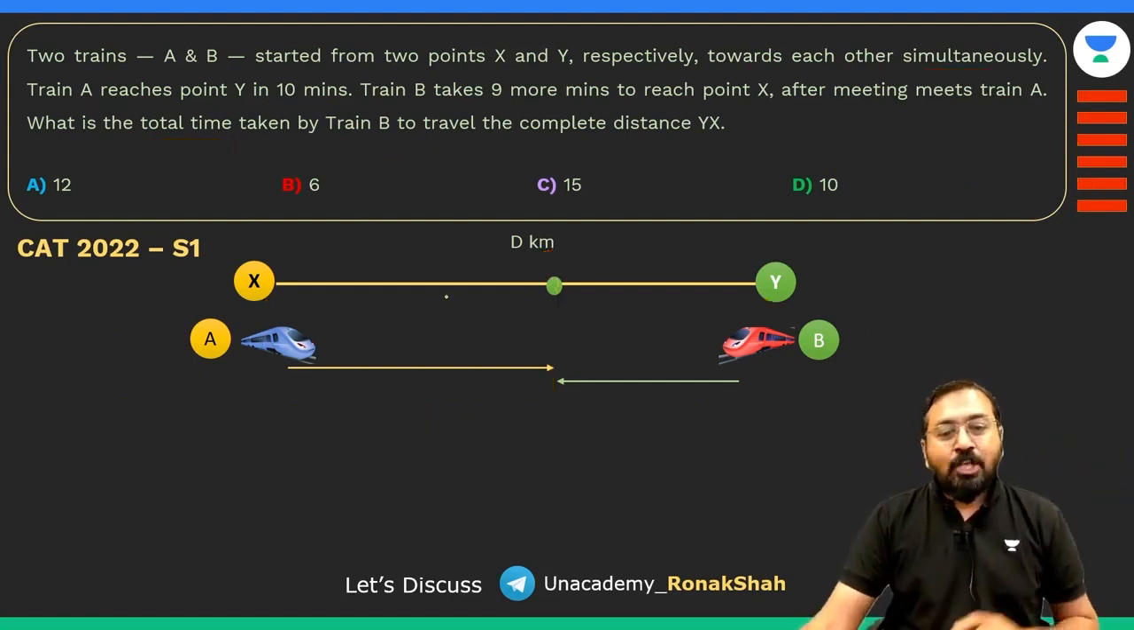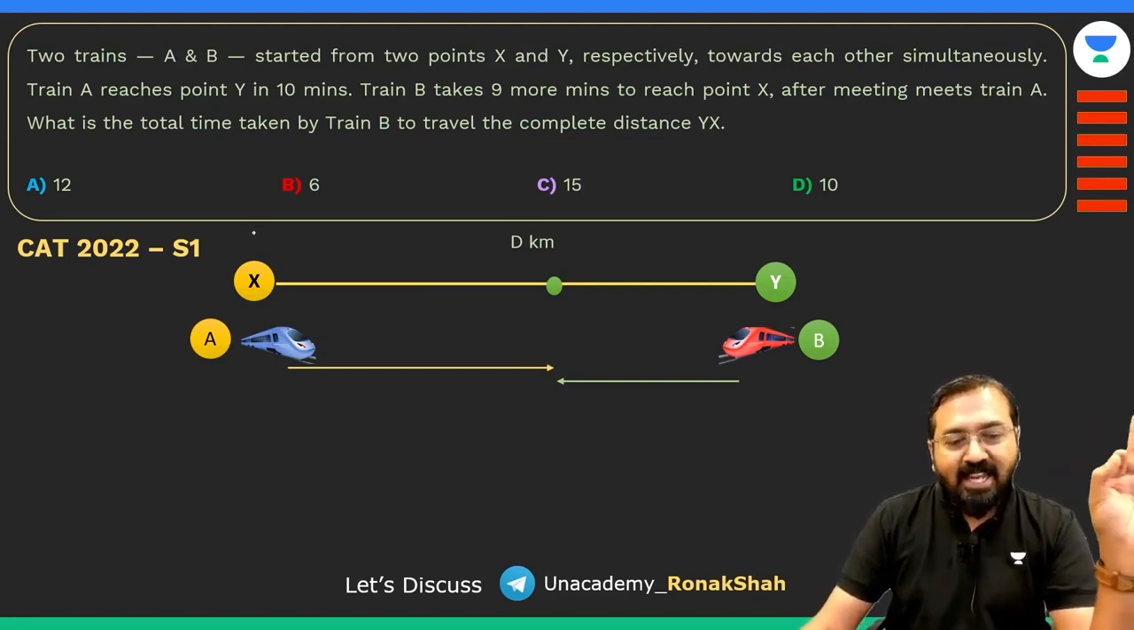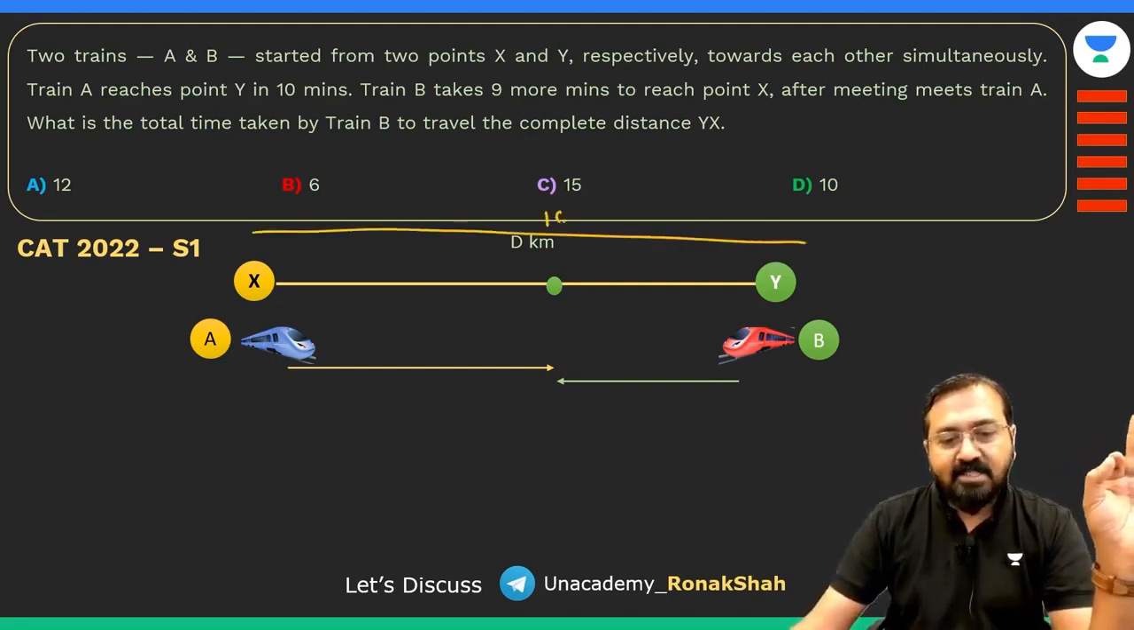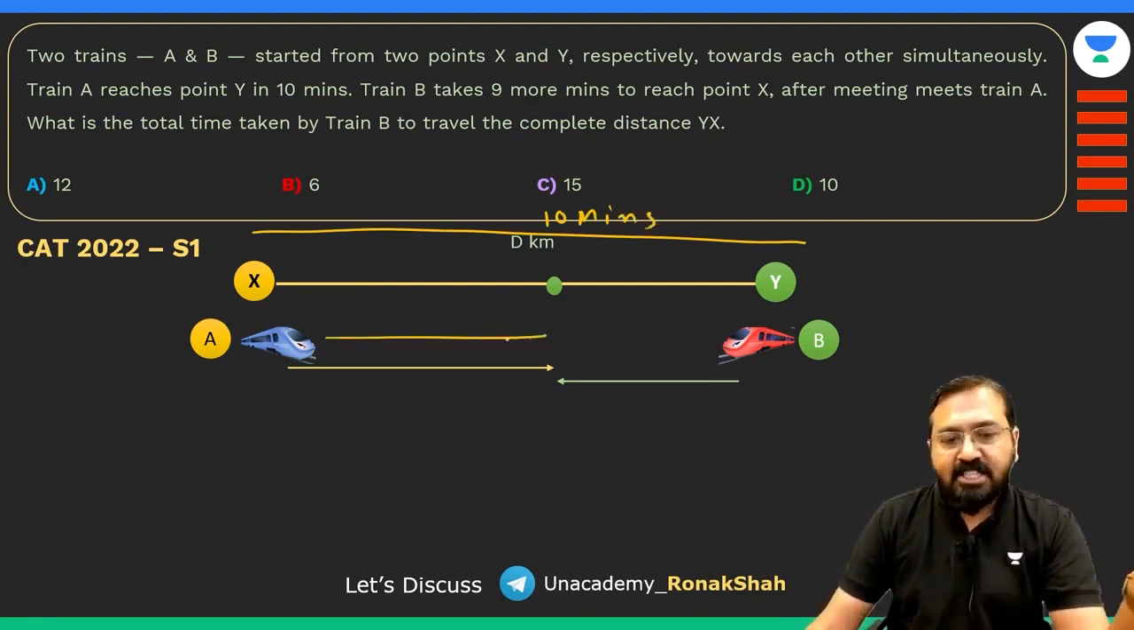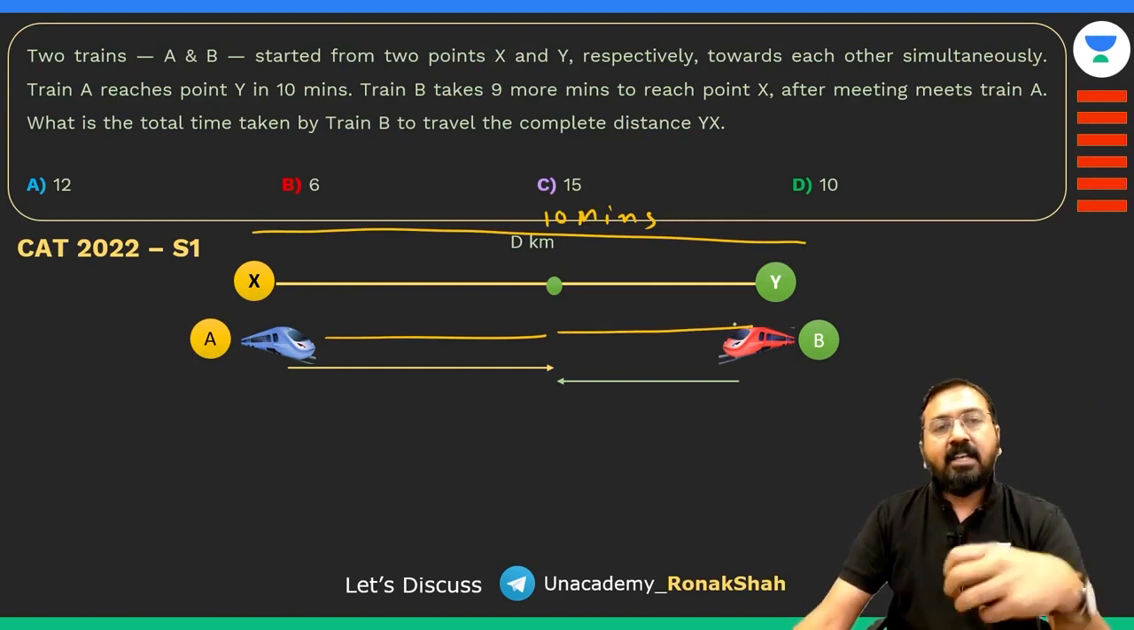Let's understand. So guys, what we know is train A travels the complete distance in 10 minutes time. Okay, so this first part of the journey, it must have traveled in some time, and then the second part in the remaining time.